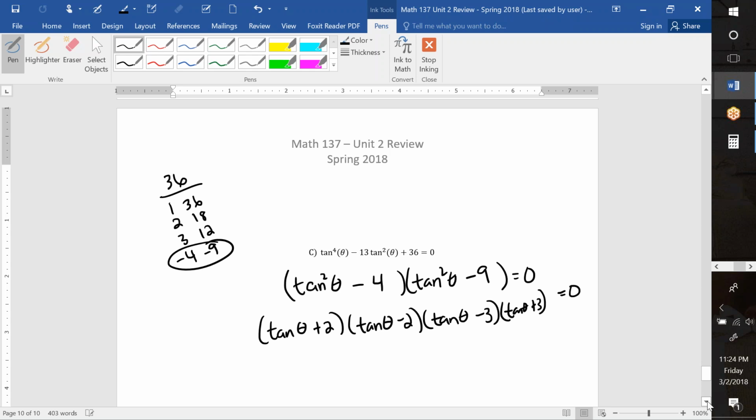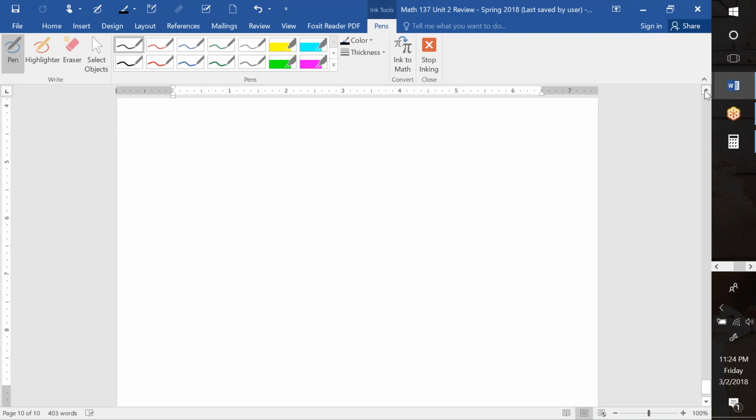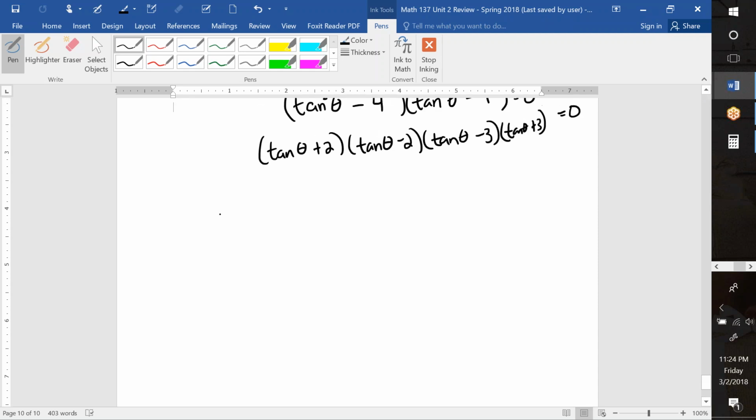So we're going to get 8 different solutions if everything works out, because each one of these will provide us with 2 solutions on the unit circle. So we're going to be solving tan theta equals negative 2, tan theta equals positive 2, tan theta equals 3, and tan theta equals negative 3. And it is okay for tangent to be bigger than negative 1 to 1. Tangent can take on any y value. In the graph of tangent, it goes all the way up and down forever.